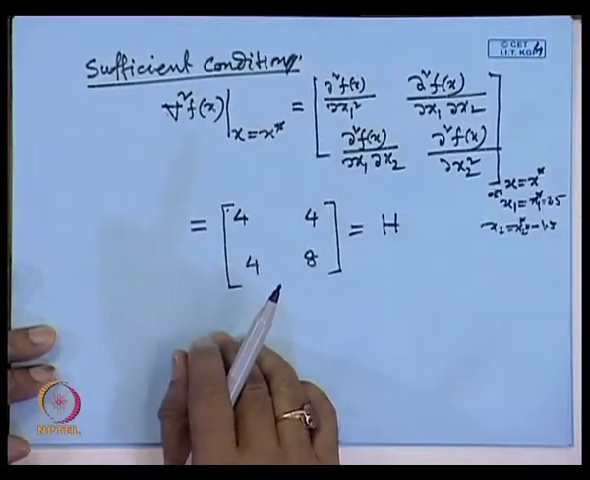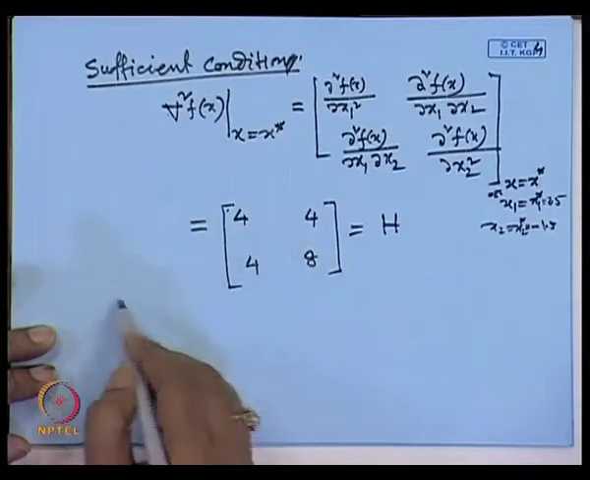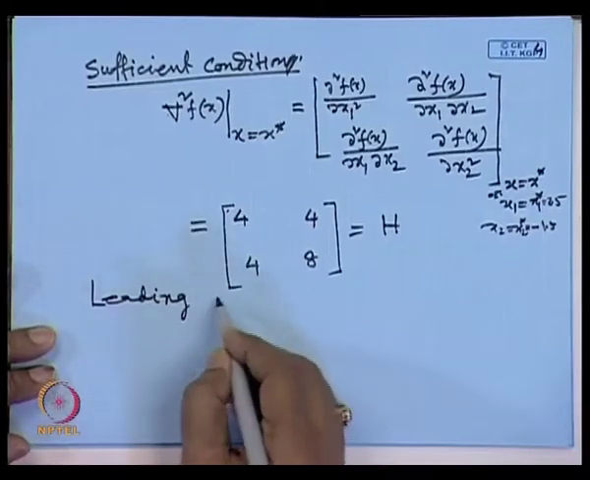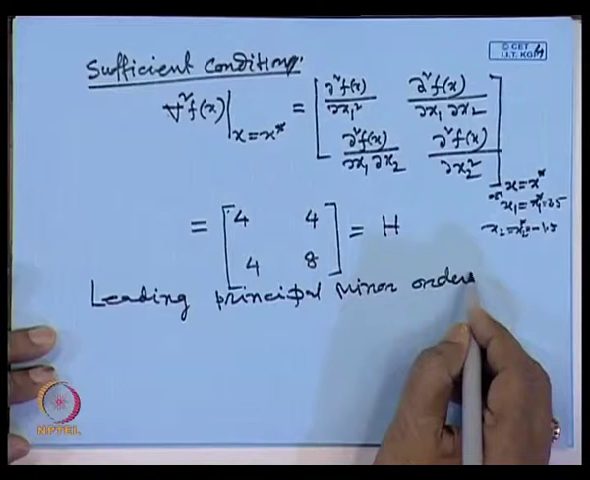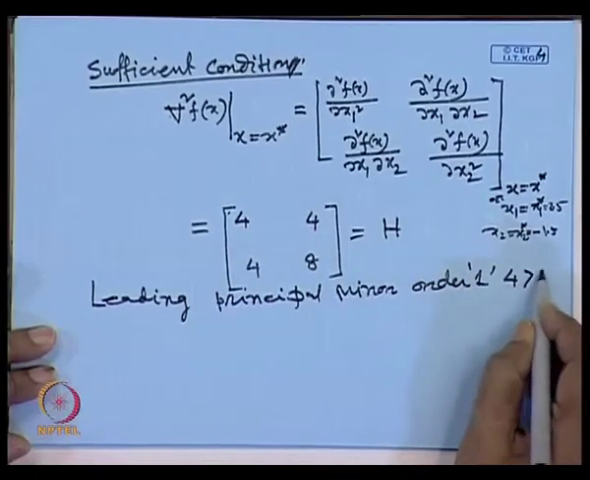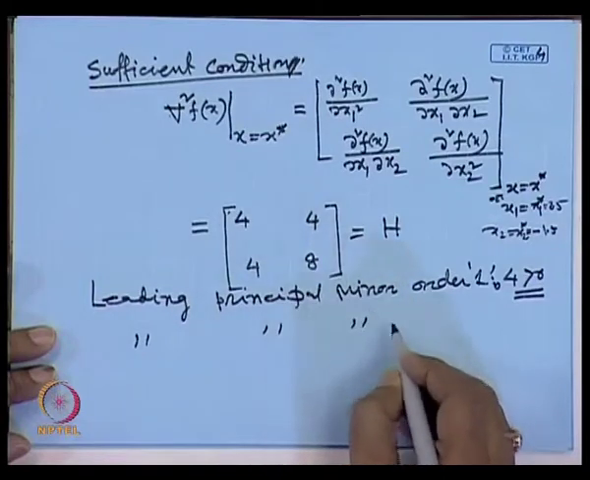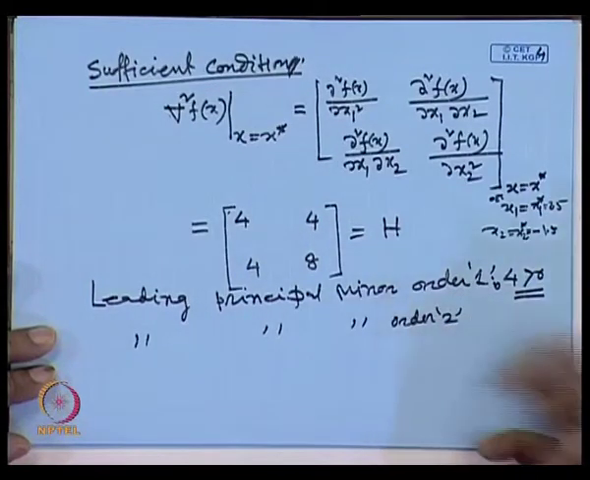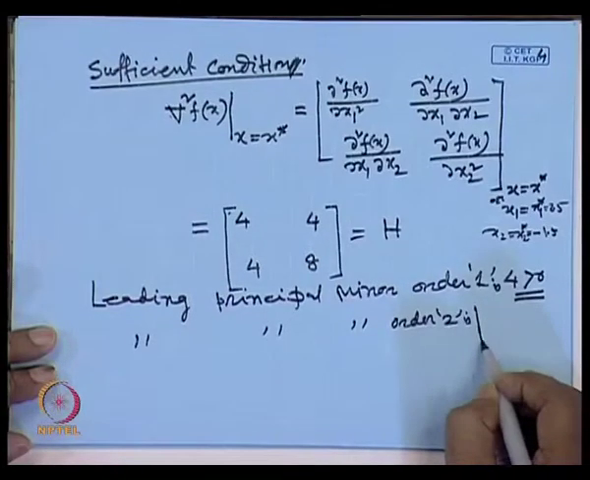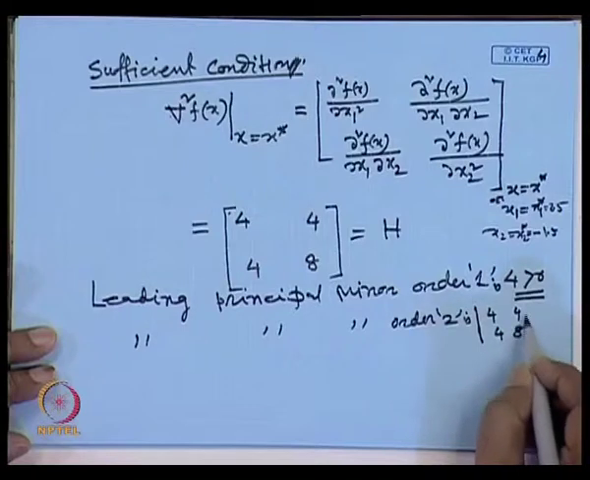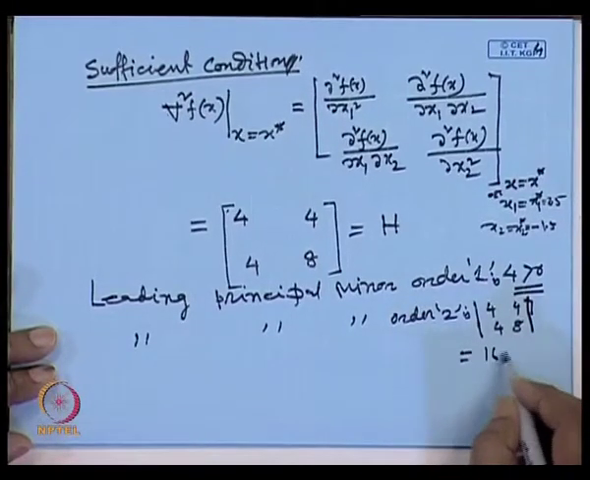Now, you check whether this is a positive definite matrix or not. Since the diagonal elements are all positive, you can proceed for the positive definite matrix first. Leading principal minors, as you know: the leading principal minor of order 1 is 4, which is greater than 0. The leading principal minor of order 2 is the matrix itself, the determinant of 4, 4, 4, 8, which is equal to 32 minus 16, which is 16, greater than 0.